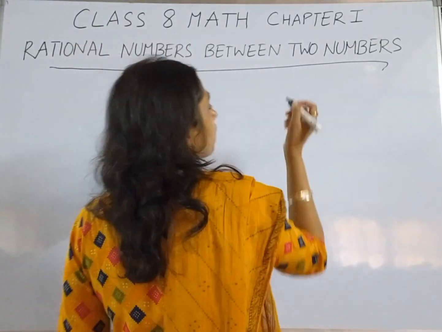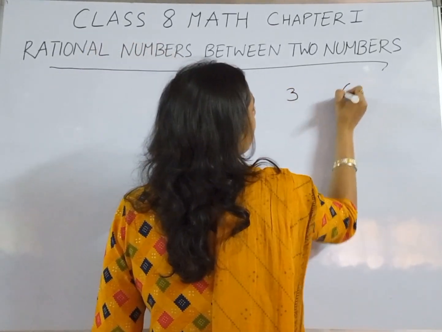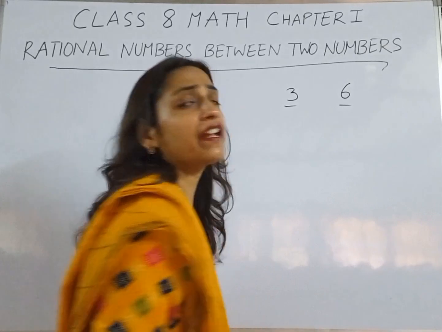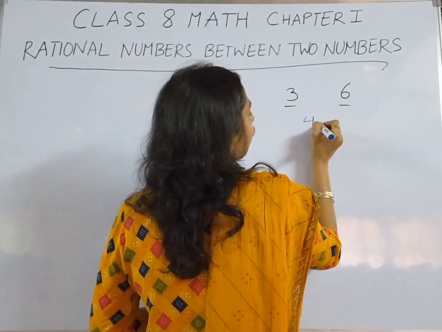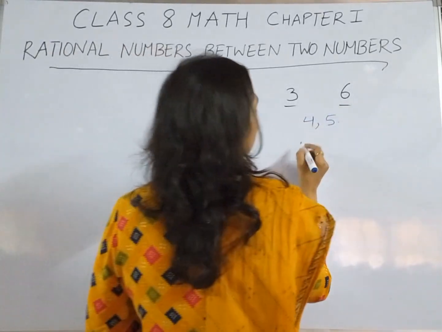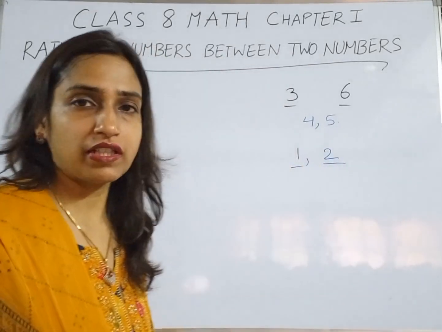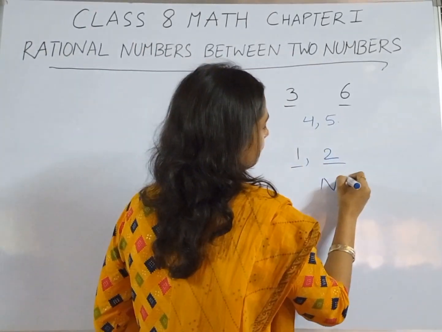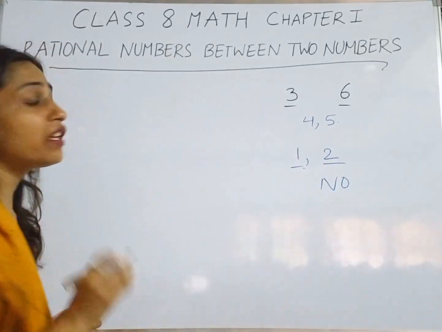Firstly, if we talk about whole numbers, how many numbers are there between 3 and 6? There are two numbers between 3 and 6, 4 and 5. Right? But how many whole numbers are between 1 and 2? Obviously, there is no whole number between 1 and 2. Right? Now, if we talk about rational numbers.